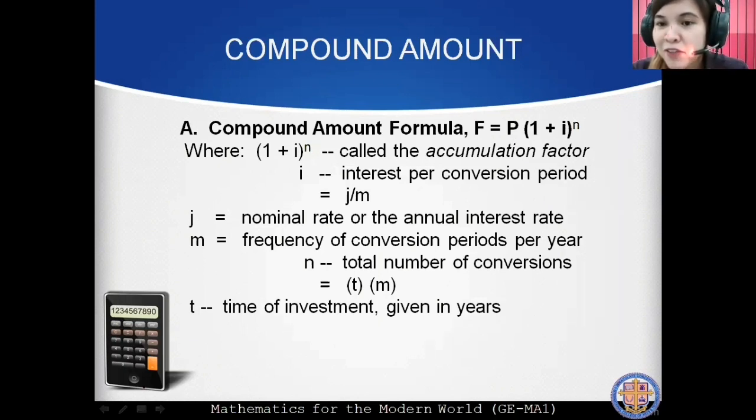Then, we have also n. n is the total number of conversions, and the formula to get n is equal to t times m. Time times conversion frequency period. Okay? So, yung m, uulitin ko, yun yung quarterly, 4, semi-annually, 2, yung annually, 1, bi-monthly, 6, yun ang mismong isa-substitute nyo dun sa m. Then, time of investment is t given in years.